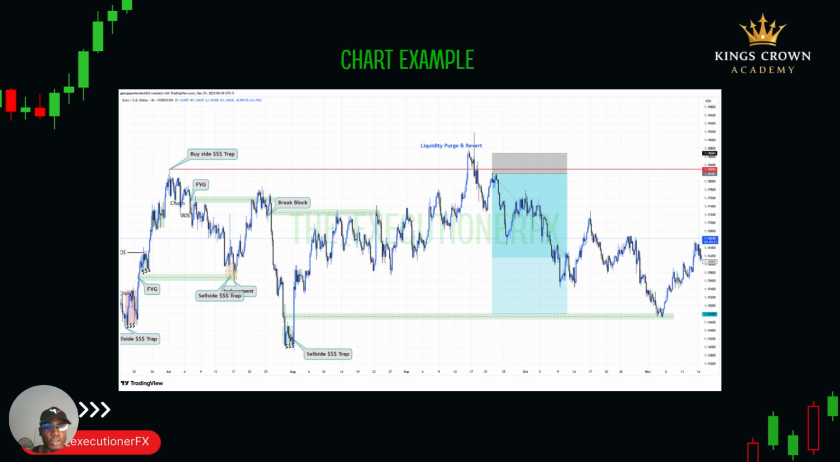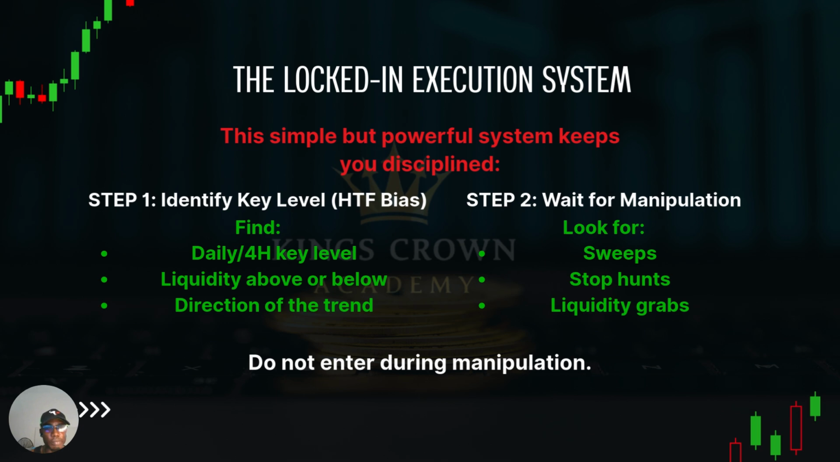So that very day we actually caught the buy and then we caught the sell, applying this same execution system. Immediately we saw the liquidity purge, taking out these buy side traps. We waited for a pullback into the sell side, and then we saw that price rejected nicely. Then we took the trade, applying the same principle.